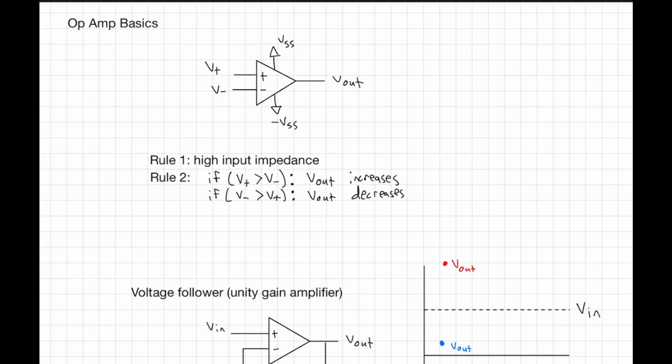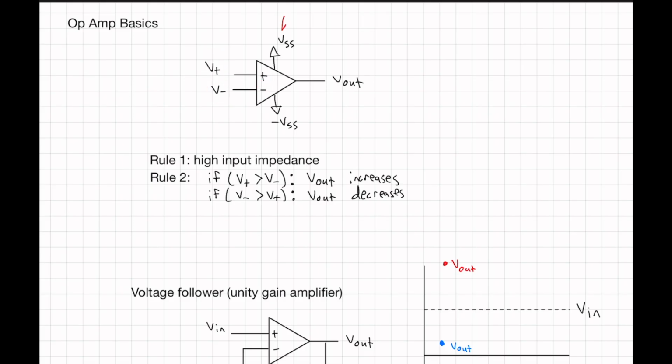In this video, I wanted to teach you a little bit about operational amplifiers, also called op amps. There are two inputs to these sorts of devices. We have the non-inverting input, which is labeled V plus and goes into the plus terminal. V minus is the inverting input and goes into the negative terminal.